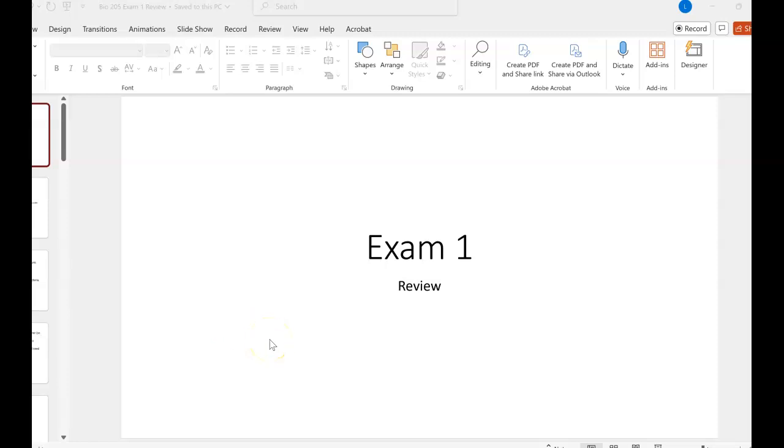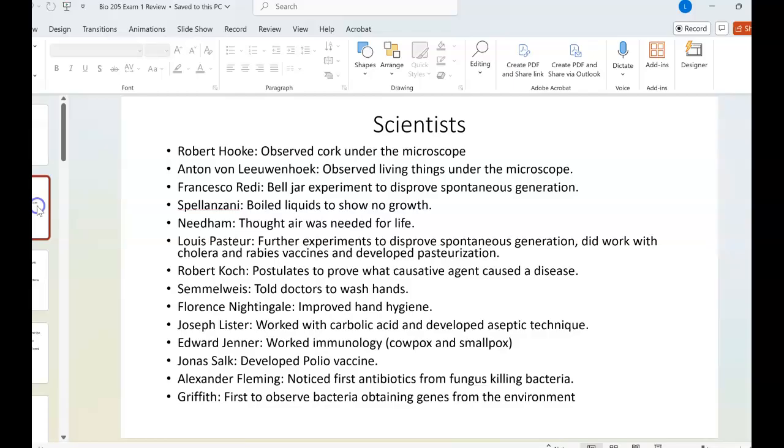This is a little recap of all of the chapters that we talked about for exam 1. So starting off with chapter 1 kind of read like a little history lesson of microbiology. We talked a lot about the different scientists. Here you can see that I listed the scientists and their contribution. Again, you don't need to know a lot about their life history, just a little bit about their contributions.